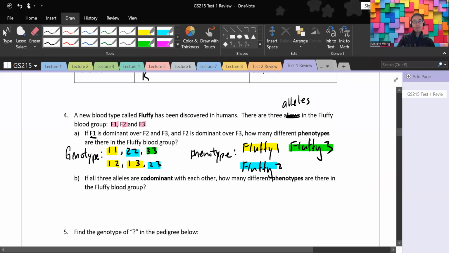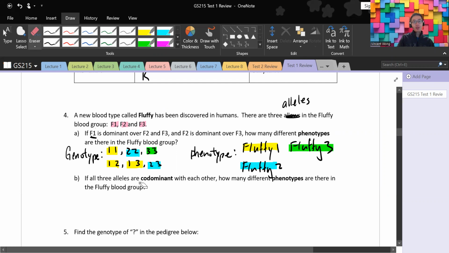So what does it mean by fluffy in this question? Oh, it's just a name, right? Like, could it be anything? It could be like Rh, right? Like you call Rh positive or Rh negative. So it's just a theoretical blood type that I made up.